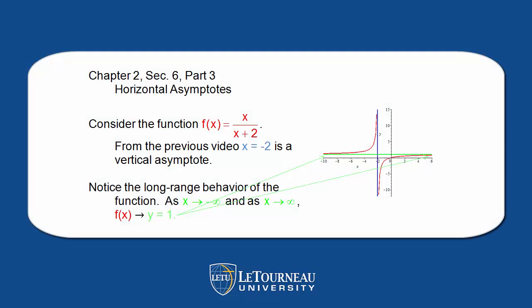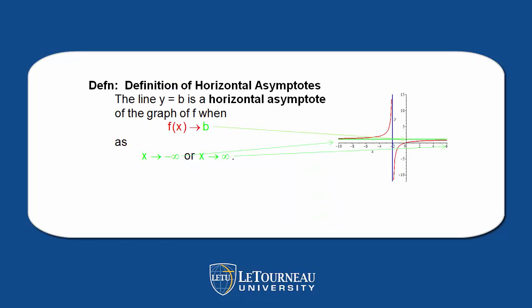Right, let's look at the second type of asymptote, a horizontal asymptote. Consider the function f of x equals x over x plus 2. From the previous video, x equals minus 2 is a vertical asymptote, but notice the long-range behavior of the function. As x approaches minus infinity and plus infinity, f of x approaches the line y equals 1.